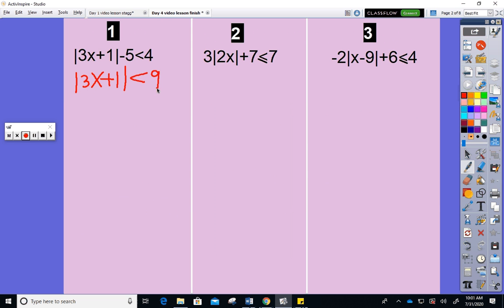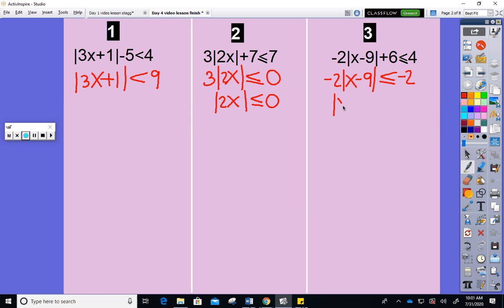On the second one, to isolate the chunk, I'm going to subtract 7 and then divide by 3. On the third one, I'm going to isolate the chunk. 4 minus 6 is negative 2. Uh-oh, I've got to divide by a negative. Remember, when you divide by a negative, you flip the inequality, and I get positive 1.